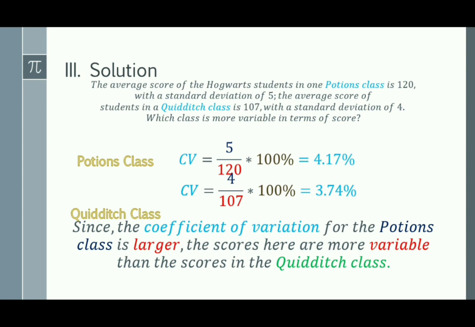Now, we can tell that since the coefficient of variation for the Foshan class is larger, the scores here are more variable than the scores in the Quidditch class.